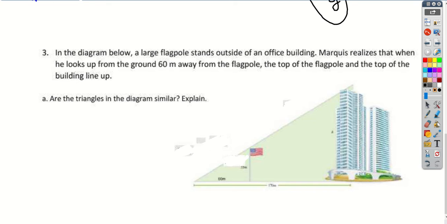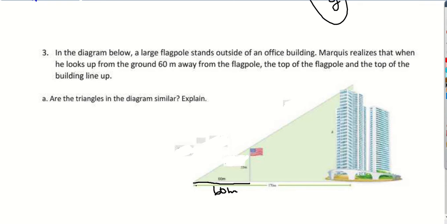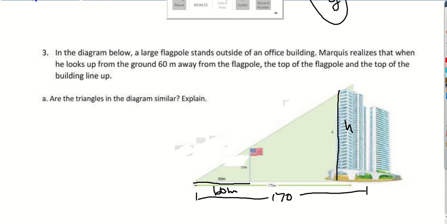So we know the length from here to here on the tree. On the tree. Wrong question, Mr. Z. On the flagpole here, this is 60 meters, right? The whole thing going all the way across is 170 meters. We want to know the height of the building is H. And the height of the flagpole we have is, I can't see what it says. Yeah, I'll look it up. Hold on. Pause. 35 meters.